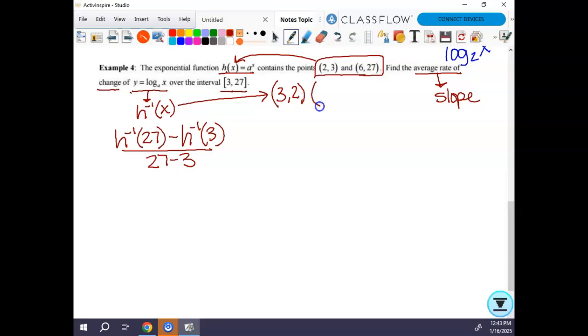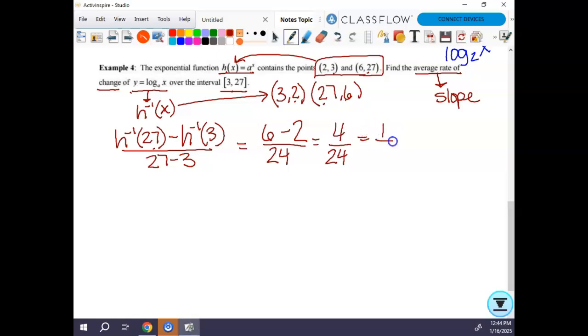I'd have 3, 2 and 27, 6, because I'm just switching x and y for those, right? So if I substitute 27 as my input for h inverse, what is my output? What's h inverse of 27? 6. So this is going to give me 6 minus h inverse of 3, which is 2, over 27 minus 3, which is 24. Gives me 4 over 24, which reduces to what? 1/6.